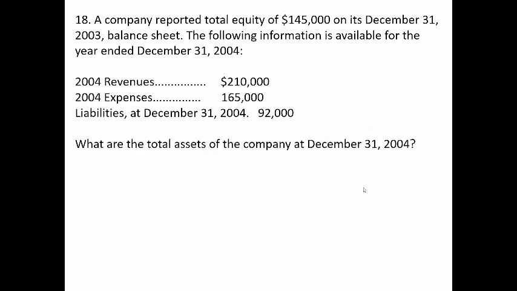Now let's look at number 18. Number 18 is a little more difficult, but it's the same basic idea. They want to know, let's see, a company reported total equity of $145,000 on its December 31st, 2003 balance sheet. The following information is available for the year ended December 31st, 2004. So we're just going 1 year later. And we know that revenues during 2004 were $210,000, expenses were $165,000, and liabilities at the end of 2004 were $92,000. What are the total assets of the company at December 31st, 2004?